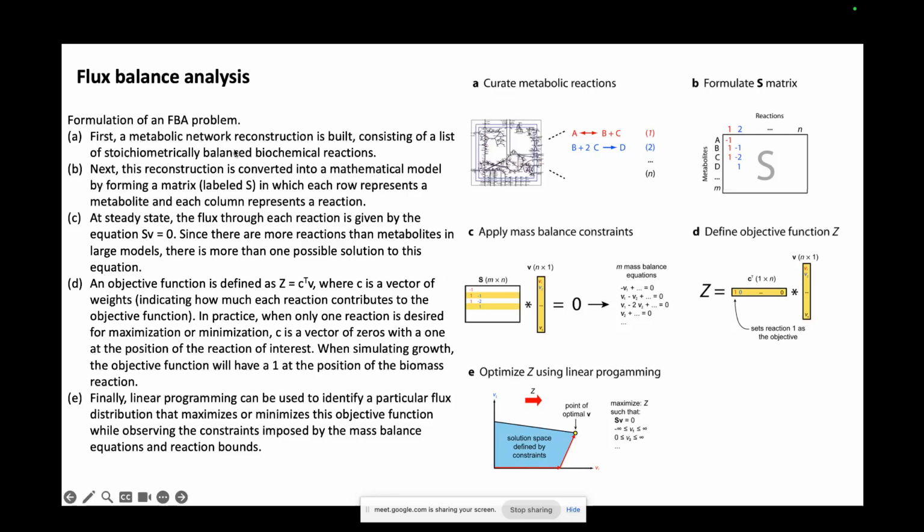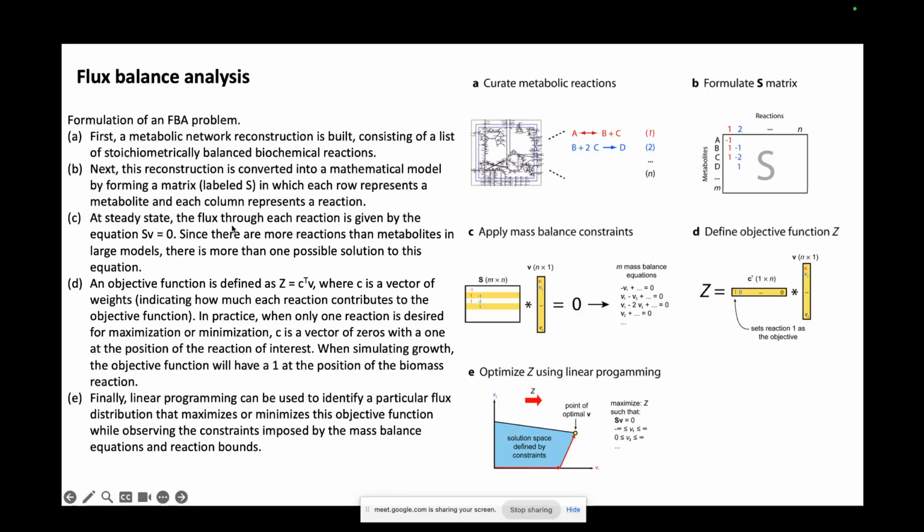First, a metabolic network reconstruction is built, consisting of a list of stoichiometrically balanced biochemical reactions. That is one more important thing: the reactions must be balanced. When you're forming the stoichiometric matrix and doing all these analyses, your equations must be balanced. You cannot use unbalanced equations. Next, this reconstruction is converted into a mathematical model by formulating a matrix S, the stoichiometric matrix, in which each row represents a metabolite and each column represents a reaction.